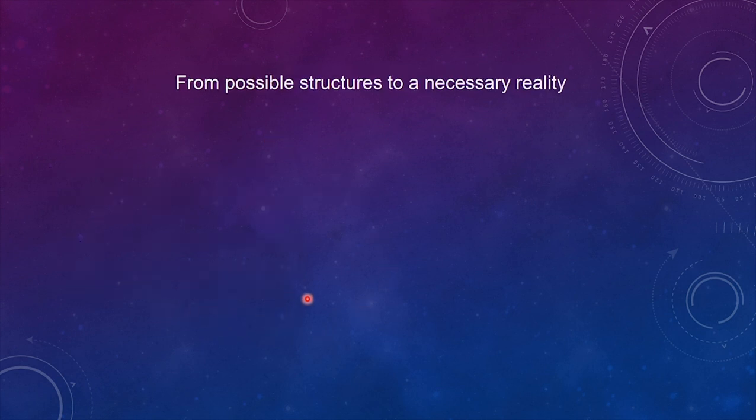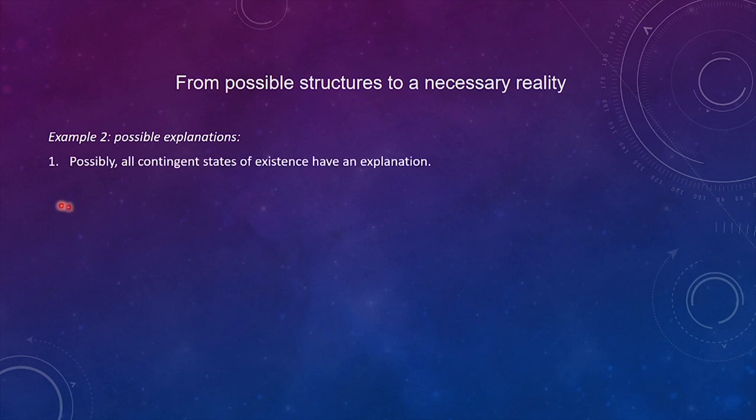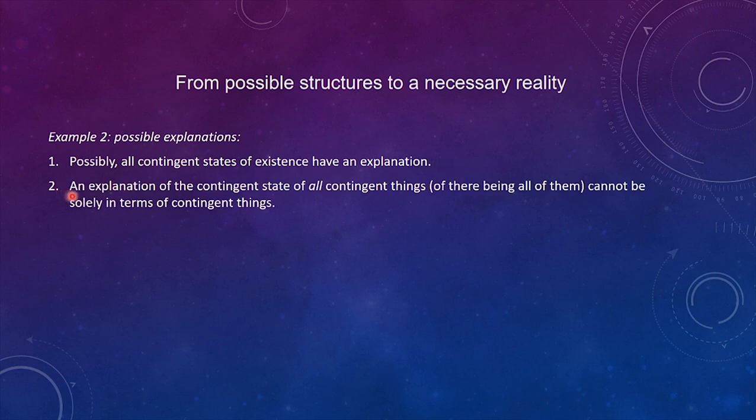Okay, let's look again at how we might argue from possible structures to the possible existence of a necessary thing. I'm going to look at two more examples just to illustrate this general kind of argument. So the next example is from possible explanations. Premise 1, possibly all contingent states of existence have some explanation. Premise 2, an explanation of the contingent state of all contingent things, of there being all of them, cannot be solely in terms of contingent things. This premise is supposed to be a general truth that applies in any possible world. In any possible world, an explanation of the total of contingent things is not going to be in terms of those very contingent things, because that would be circular.